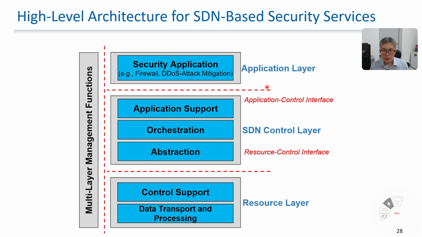Okay, so the SDN control layer contains application support, module orchestration for switches, and abstraction to handle the switches' OpenFlow table. And then the resource layer supports control and data transport and processing. Finally, security applications are firewall, DDoS attack mitigator, web filter, etc.